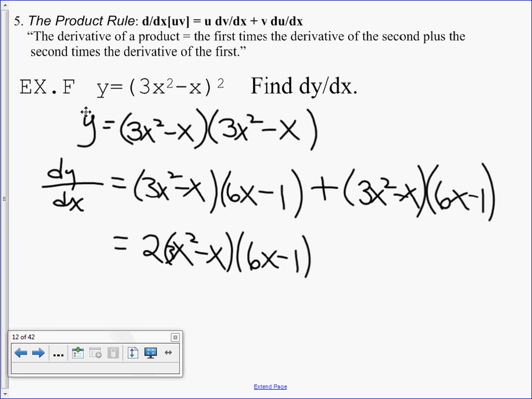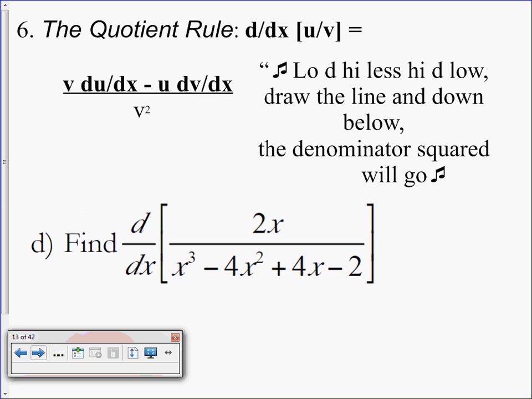Good. You know, sometimes you're just going to plug in a value of x, and you might not feel like distributing. You just want to plug a 1 in for all the x's, or you want to plug in a 0. So it depends. All right. Are you guys ready for the last big rule? The quotient rule? Yeah, there's a little song for it.